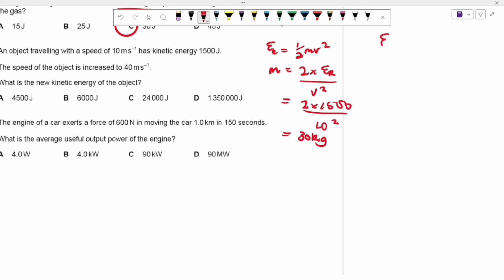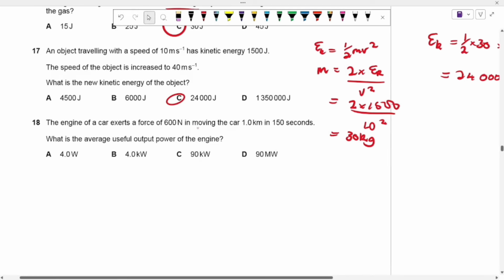So, to find the new EK for the new object, it's just going to be 1/2 times its mass, 30, times its velocity, which is 40 squared. That's just going to give me an EK of 24,000 joules, and my answer is going to be C. Very important for you to be thinking of that.